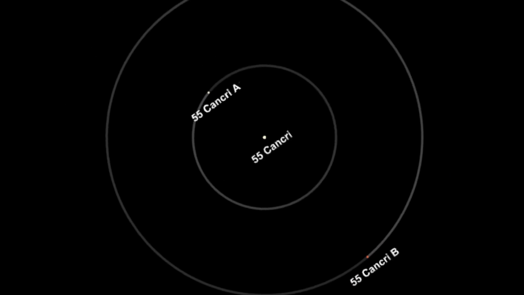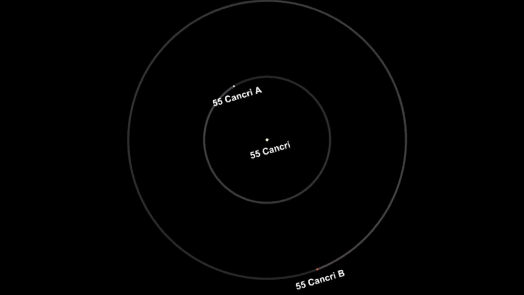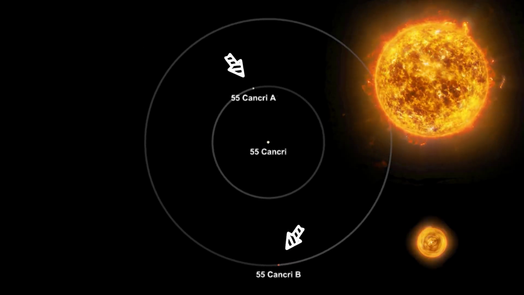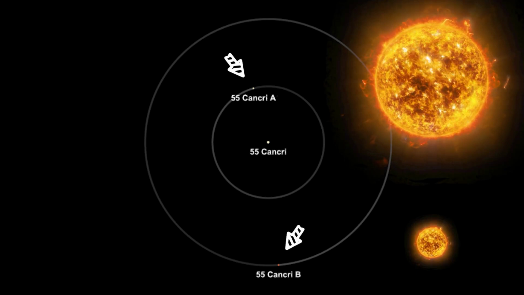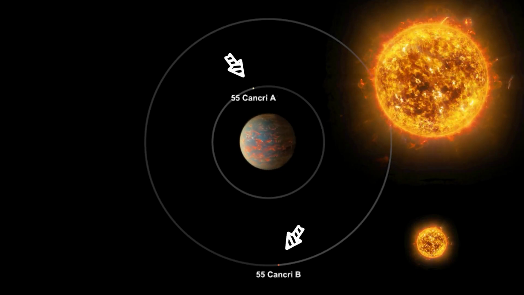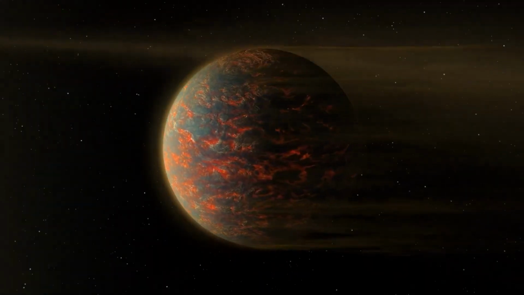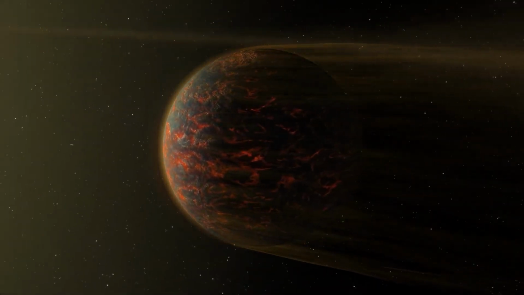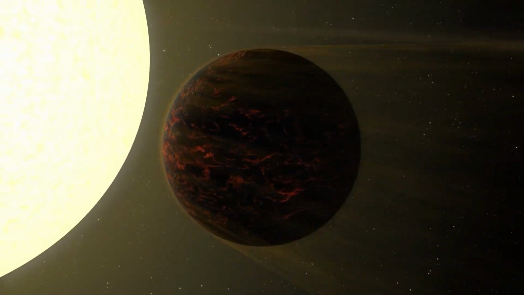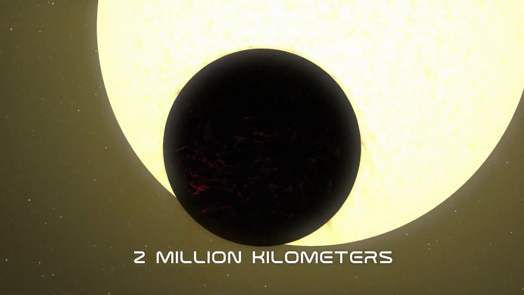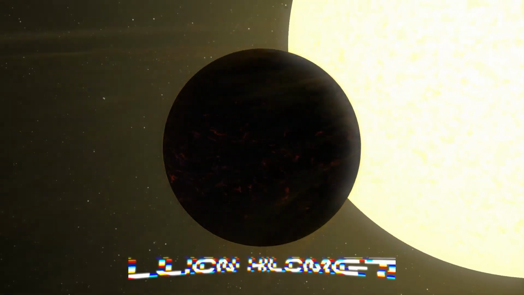Let's look at the two stars that are in this system. 55 Cancri A is much bigger than 55 Cancri B. And the funny thing is, 55 Cancri E is very close to the big star, meaning the A. On the scale of the universe, this planet is literally touching its star because it's only 2 million kilometers away from it. This is an insane distance.